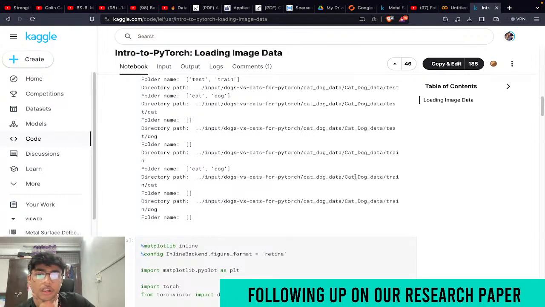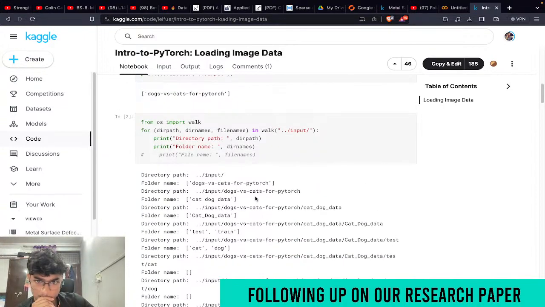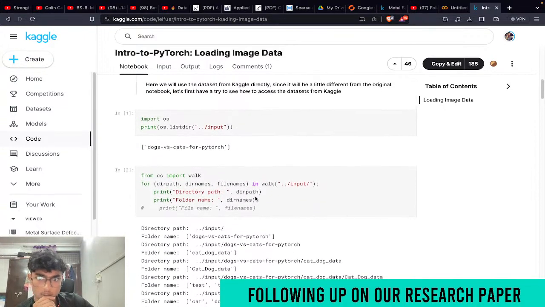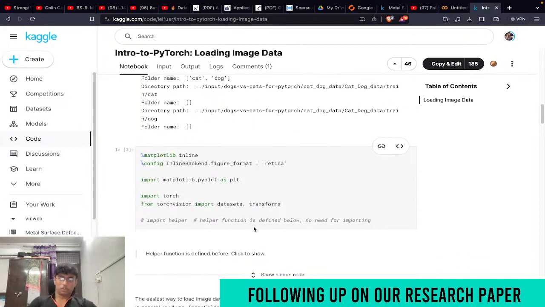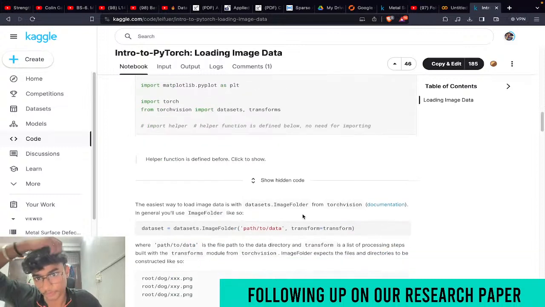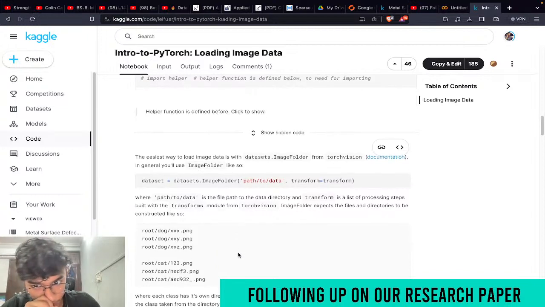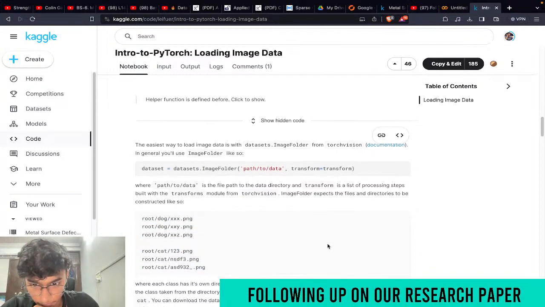Okay, the data folder has the names cat and dog. Those are the two folders, right? Now I imported torch. Towards using the datasets, I imported ImageFolder. ImageFolder expects the files and directories to be constructed like so: root, dog. Okay, that has been done.